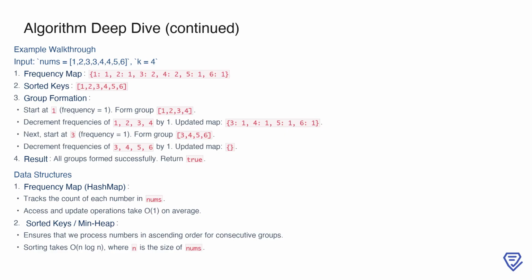Therefore, we return true. This example highlights the efficiency of using a frequency map and sorting the keys. The two main data structures here are the frequency map, which provides constant time access and updates, and the sorted keys or min-heap, which ensures the numbers are processed in ascending order.